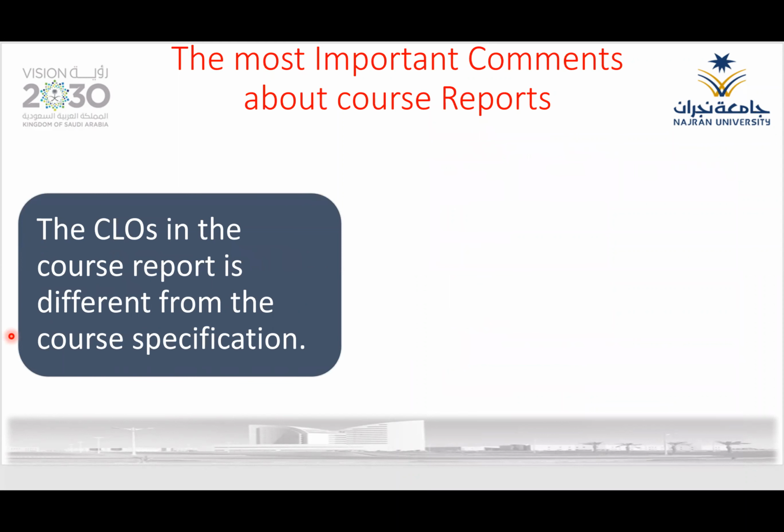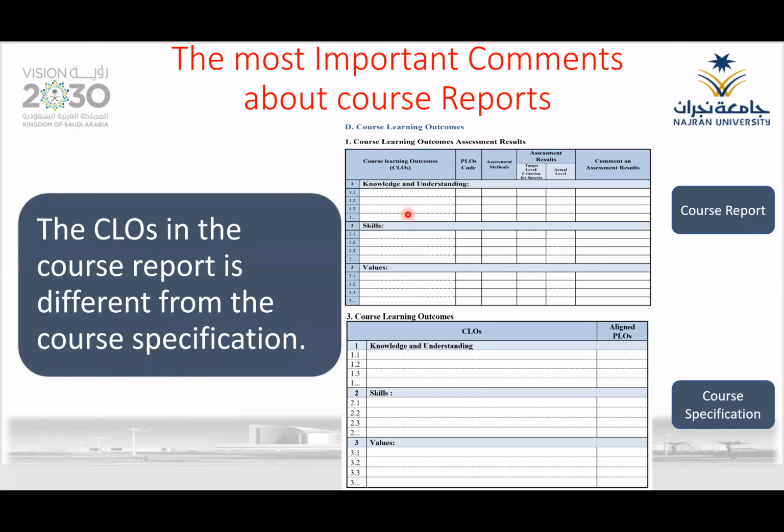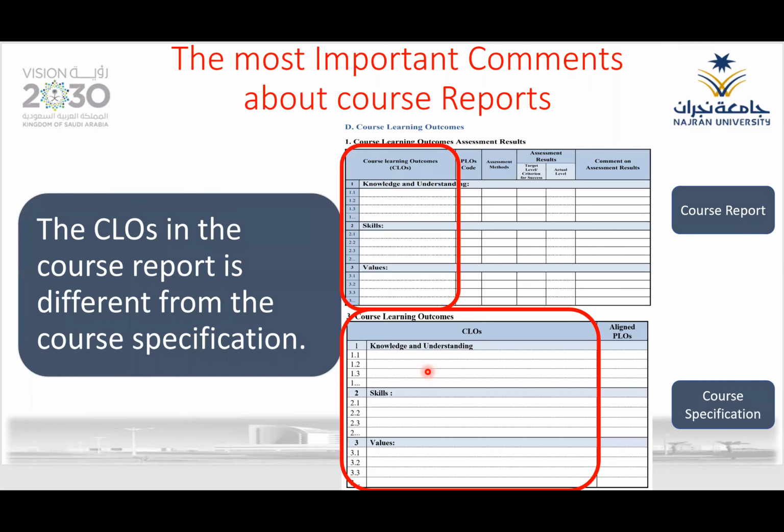Another comment, they said the CLOs in the course report are different from the course specification. What they mean is, this is the course report. As we said, section D is the course learning outcomes in the course report, and this is copy-pasted from the course specification. We know this is the course specification, and Section 3 is course learning outcomes. What they found is that the course CLOs here are different from the CLOs here for the same course in the same semester. It means different CLOs, and this is critical for them.